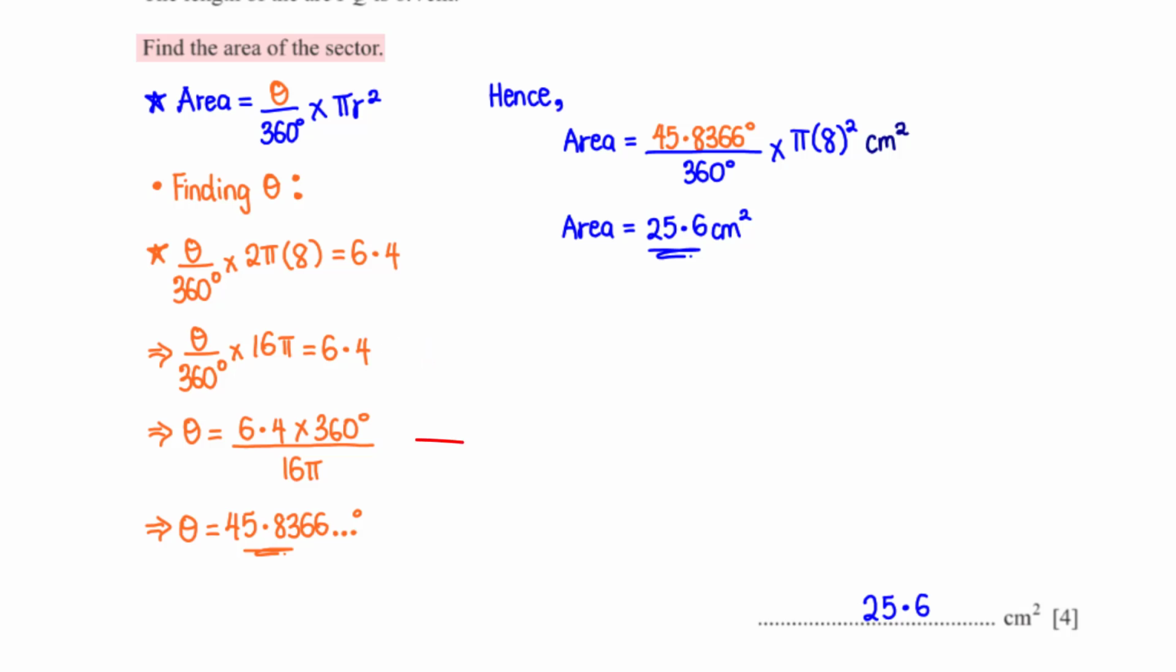When we make theta the subject of the equation and type the resulting expression into the calculator, we get 45.8366 degrees. Now that we have the value of theta, the area of the sector is equal to 45.8366 degrees divided by 360 degrees times pi times 8 squared. When we type this into the calculator, we get 25.6 centimeters squared, correct to three significant figures.